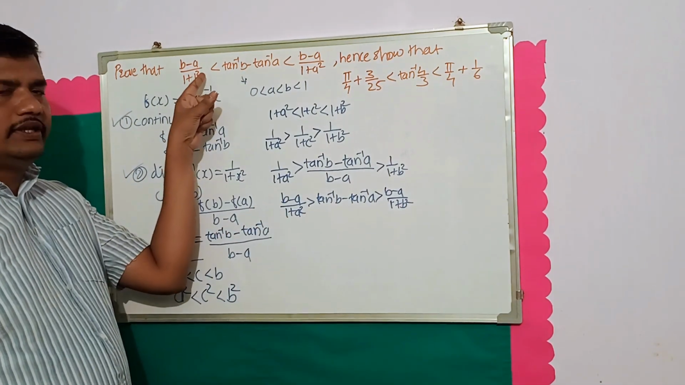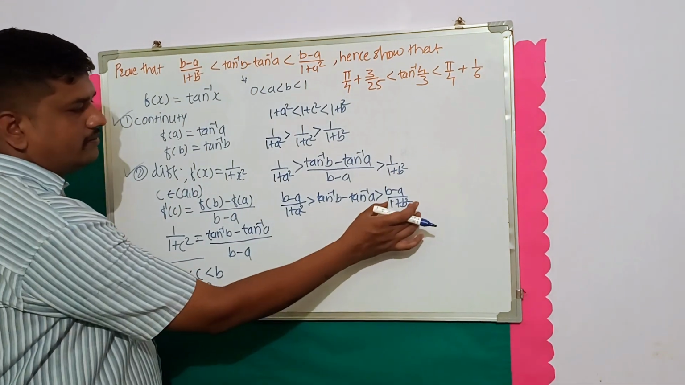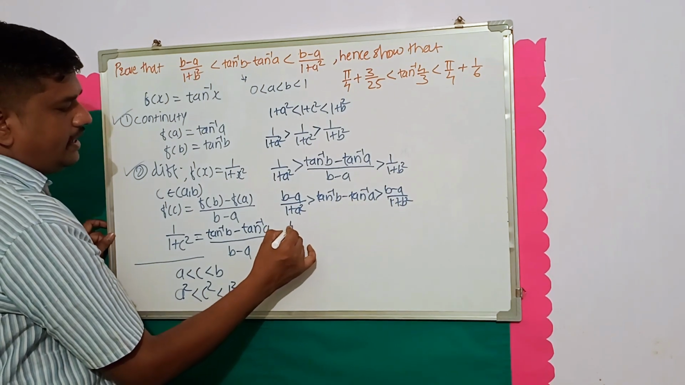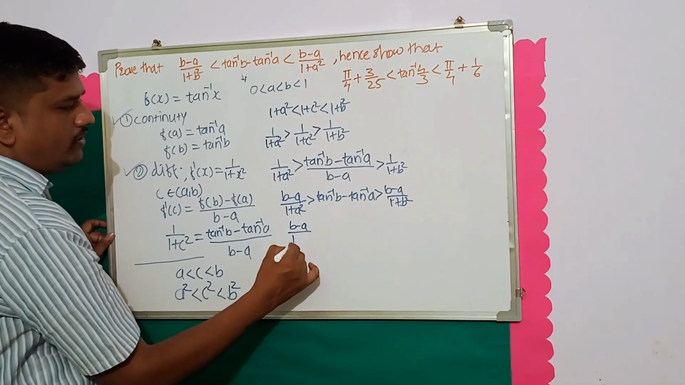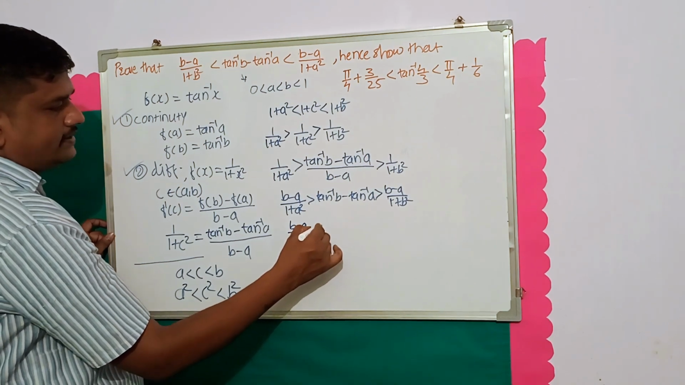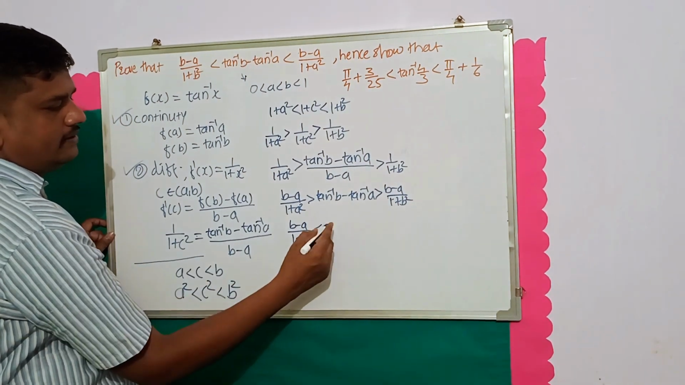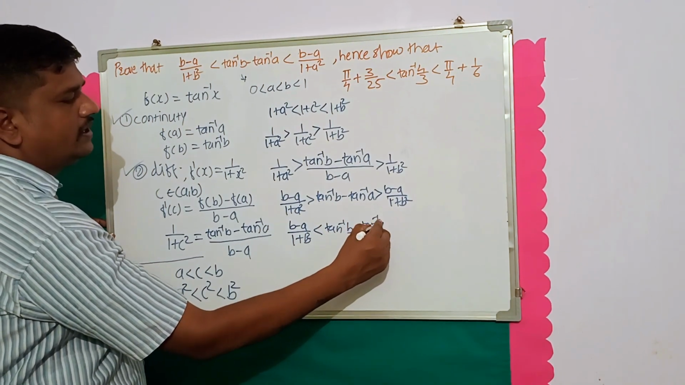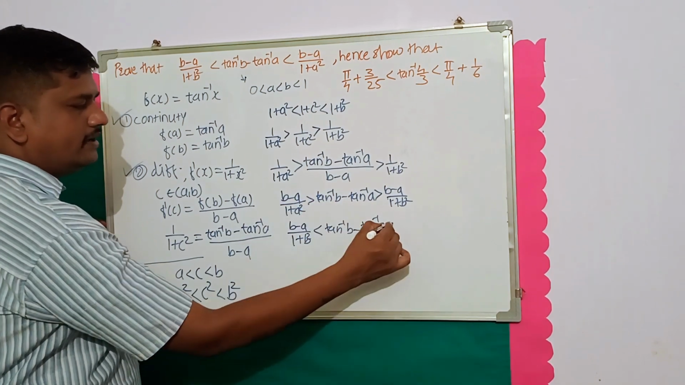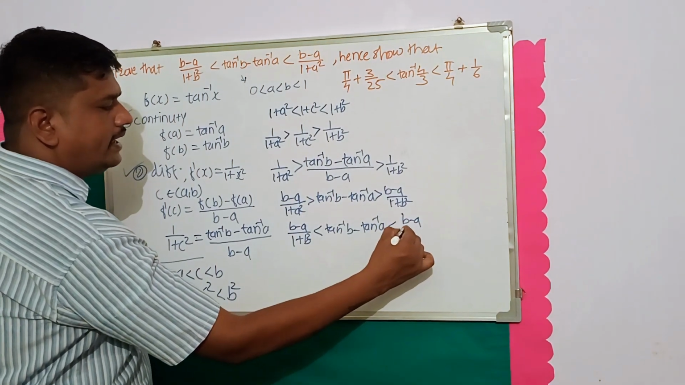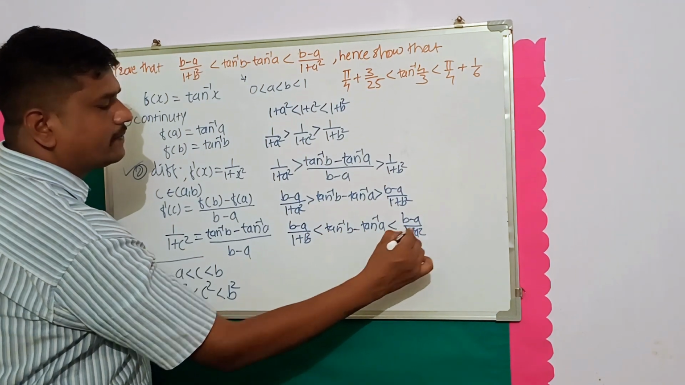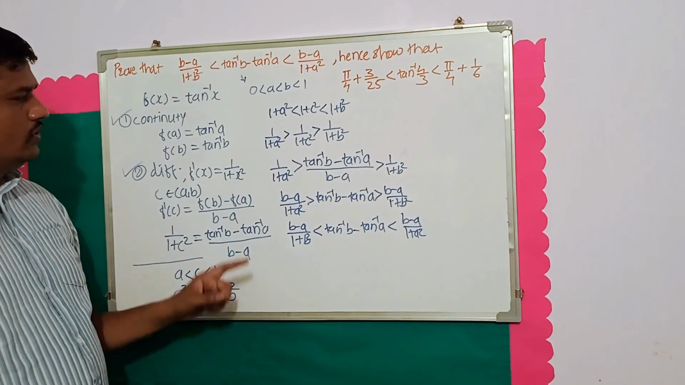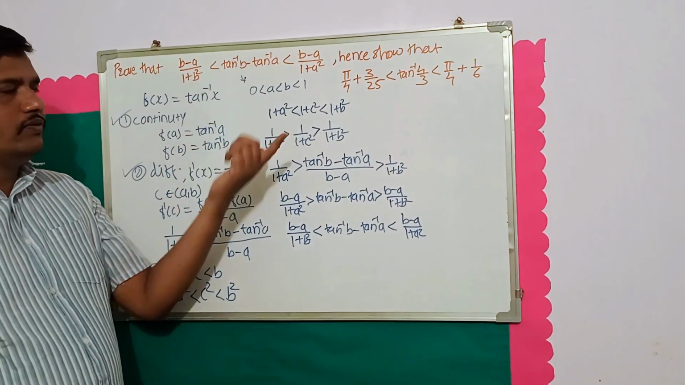Now this one is similar to this, only the thing is this term they have written on this side and this term written on that side. So we will write it in that way only. B minus A upon 1 plus B square is less than tan inverse of B minus tan inverse of A is less than B minus A divided by 1 plus A square. Got it? So this is exactly what we have to prove. So hence proved, we can say.